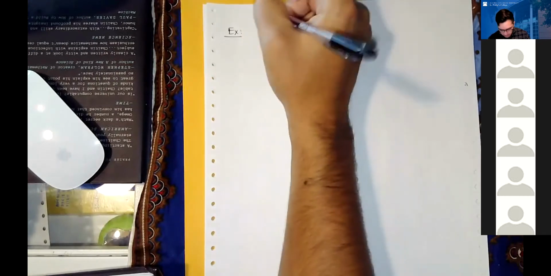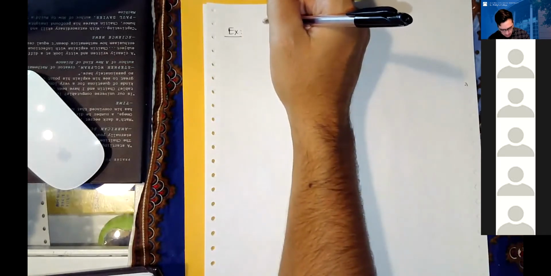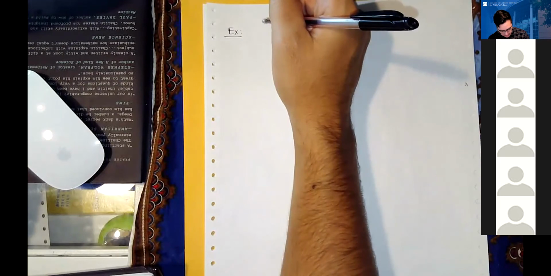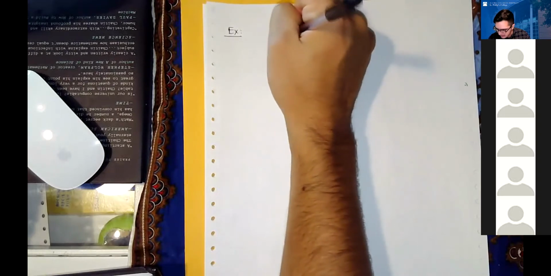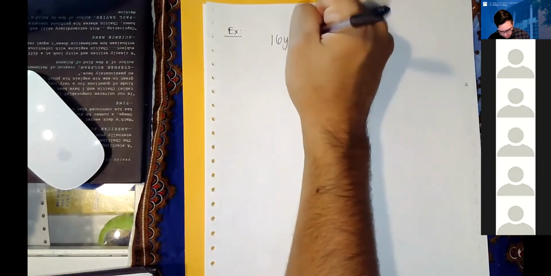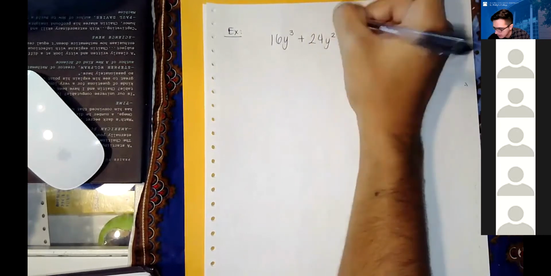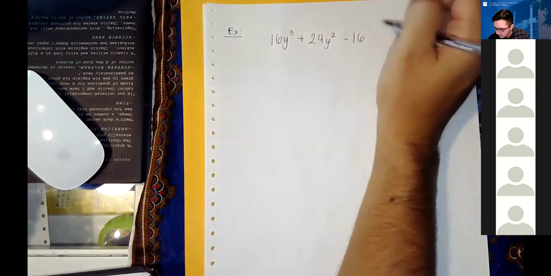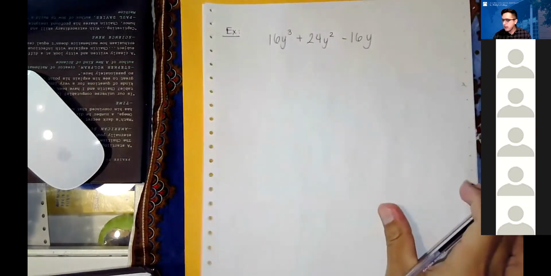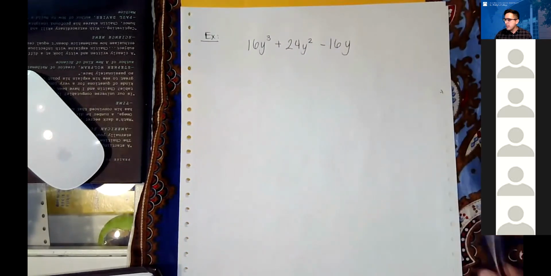So let's do something more challenging. Yeah, let's do this one: 16y to the third plus 24y to the second minus 16y. Okay. So can anybody tell me what the first step in factoring this trinomial should be?